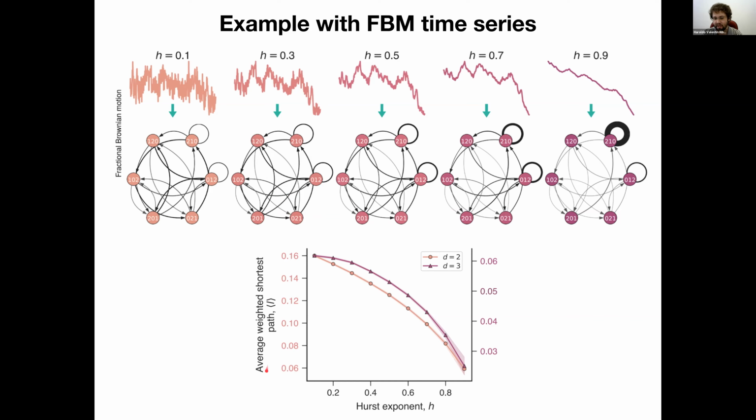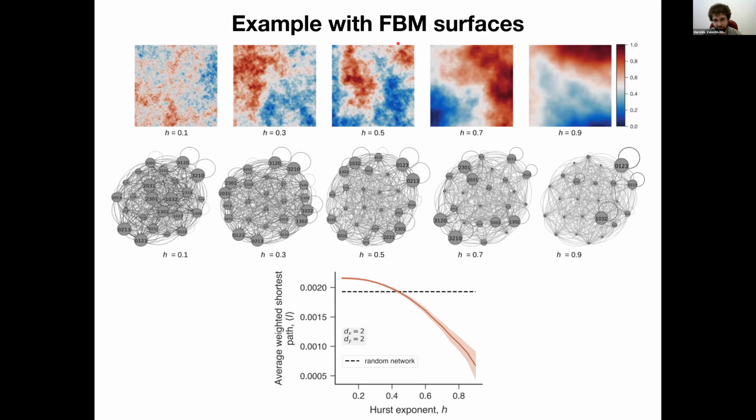In this case, I'm just estimating one of the possible properties that we can use. There are a lot. I'm estimating the average weighted shortest path as a function of the Hurst exponent. And as you can see, we have more or less a one-to-one relationship between the average shortest path and the Hurst exponent. This indicates that we can use the average shortest path to predict the Hurst exponent of our time series. And when we go to fractional Brownian motion surfaces, it works more or less the same.